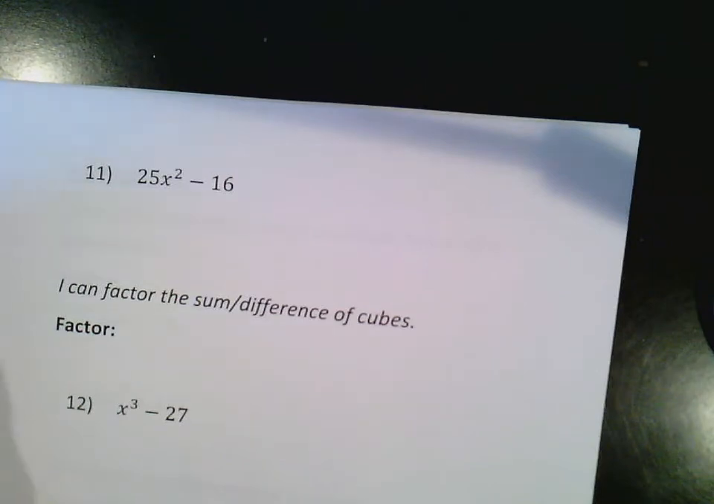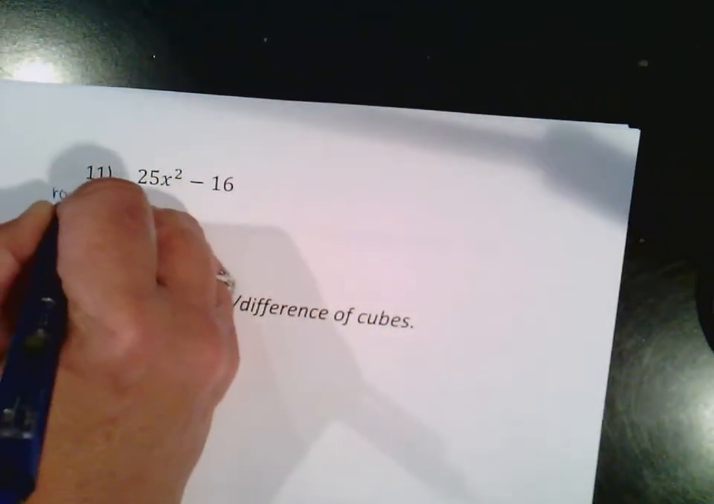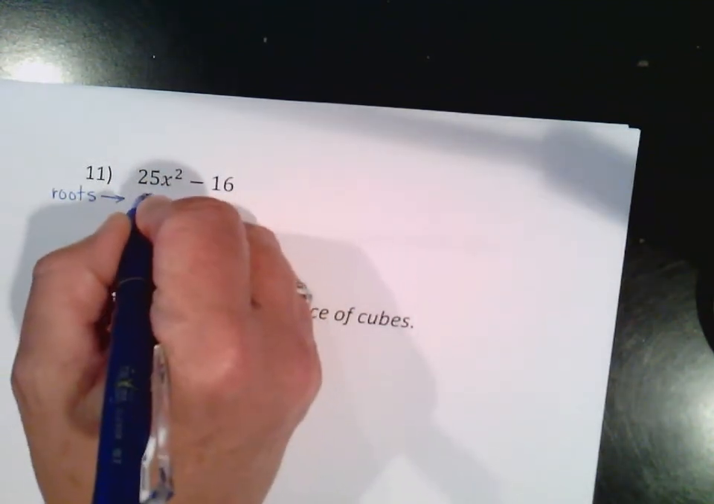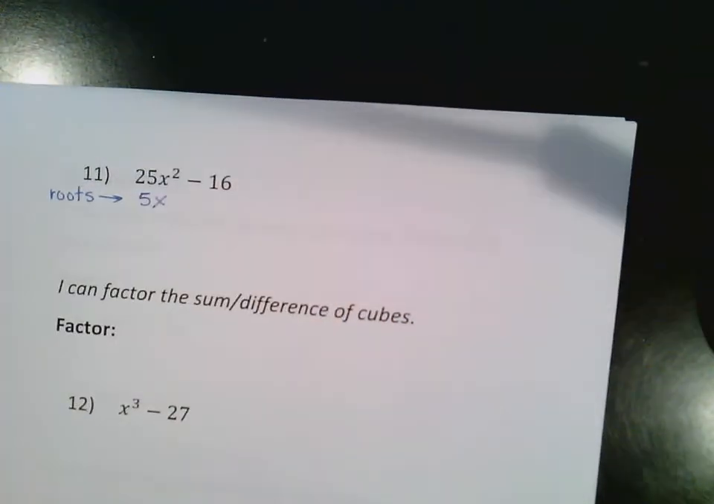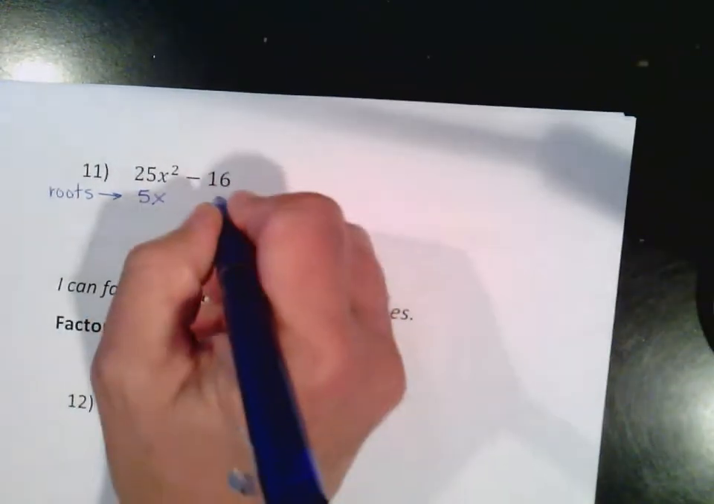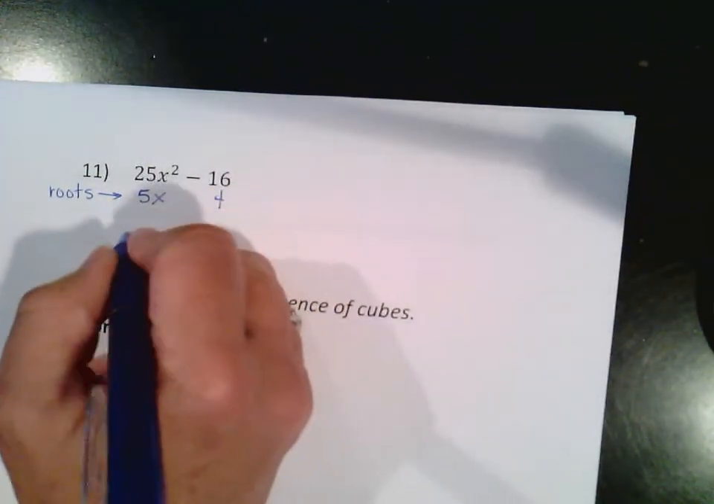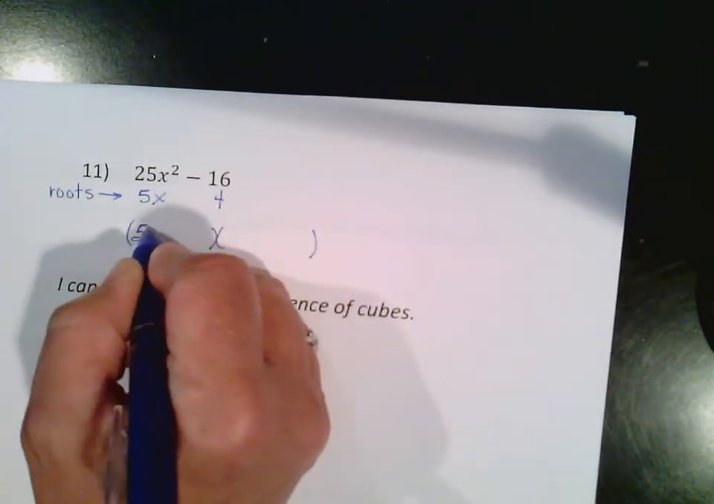Okay, so let's do another one. My 25 is a perfect square, and what I'm going to do is I'm going to write the roots underneath. What times itself gives you 25? Well, that would be 5. 5 times 5 is 25. X times x gives me x squared, so that's the root of that. And 4 times 4 is 16. That's the square root of 16. So these are my roots. So I'm going to take 2 parentheses. Those roots are going in both parentheses.